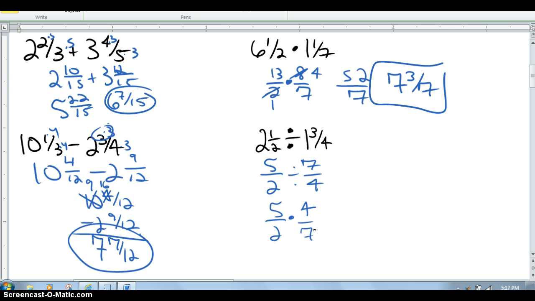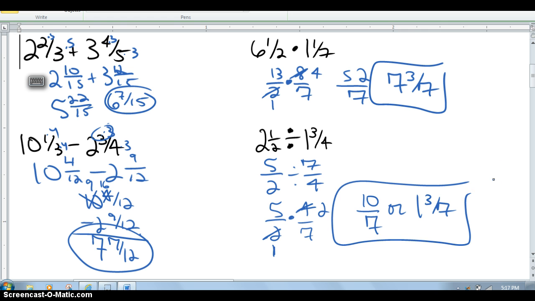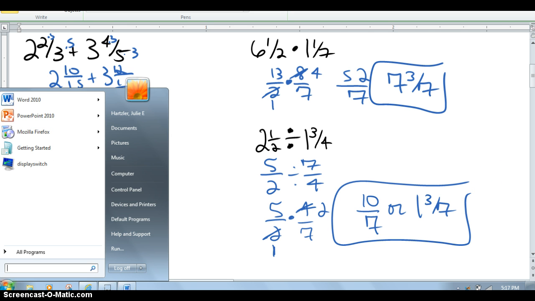All right, and so now once you multiply by the reciprocal, you go straight across or cancel first. 2 goes in there once, twice, and so I get 10 sevenths. That's reduced, so I'm okay with that, or 1 and 3 sevenths. All right, and then before you're done, you should check your answer, make sure you're in the ballpark.